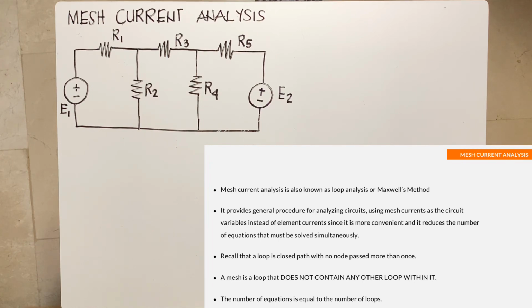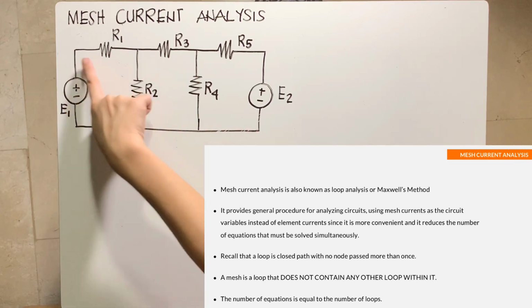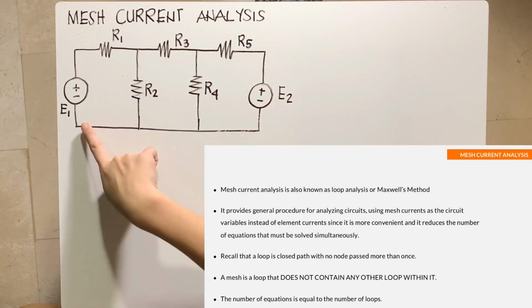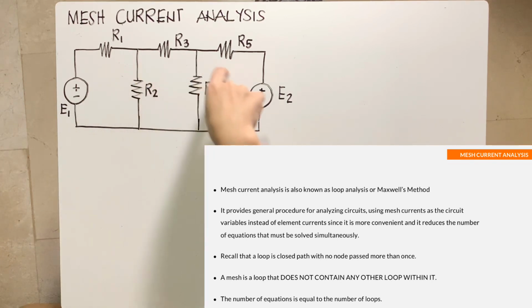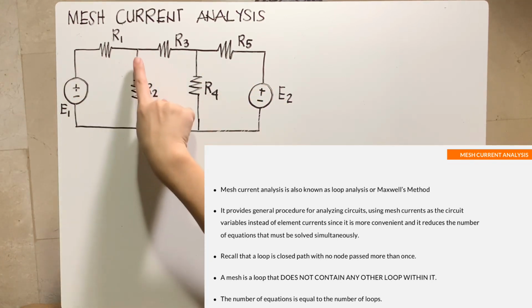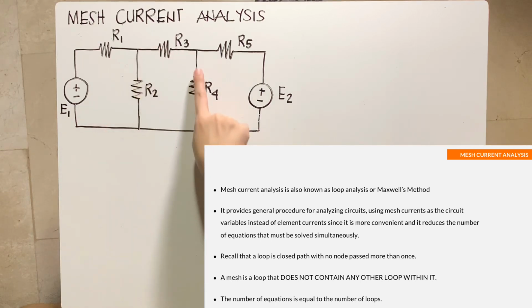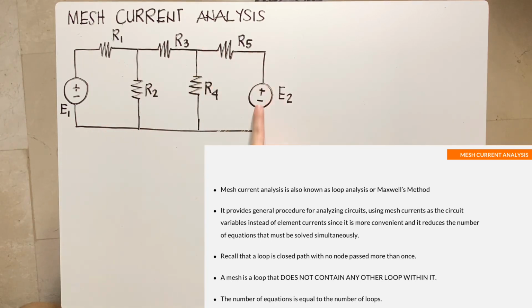According to the definition in Maxwell's analysis, or Maxwell's method, a mesh should be a loop that does not contain any other loop inside it. So this outer circuit cannot be considered a mesh because there are smaller loops inside. So instead, this will be considered one mesh. Ito, isang mesh. Ito, isa ding mesh.